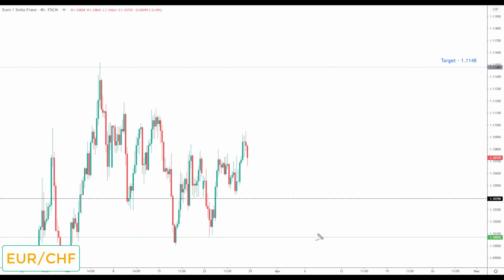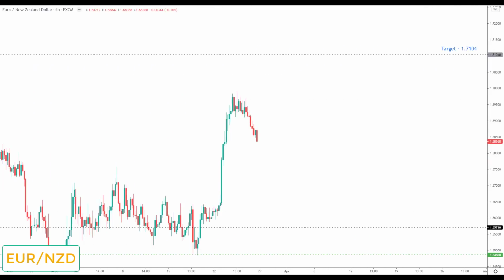Euro Frank is structured to the upside. I do favor long positions in this market. We've started to break out of this bigger correction, so any pullback towards the 1.10390 will be viewed next week as the opportunity to look for bullish reversals up to the next key of resistance to the upside and target set at the 1.1148.